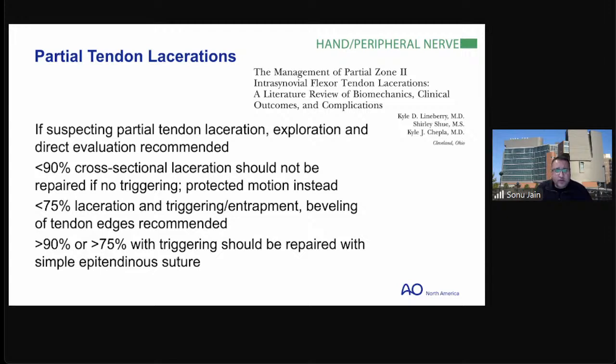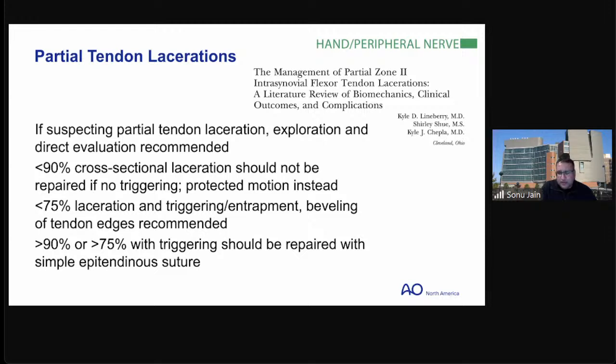So partial lacerations, I'm not going to go into great detail on this, but really, if you have a laceration less than 70%, you don't necessarily need to fix those, and even up to 90%, you really don't need to fix them unless they're really getting some triggering.